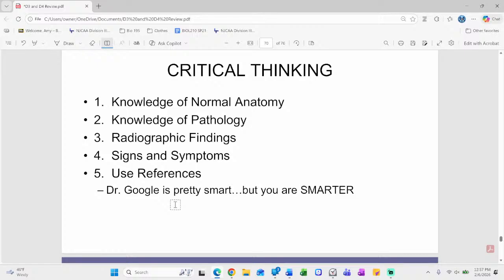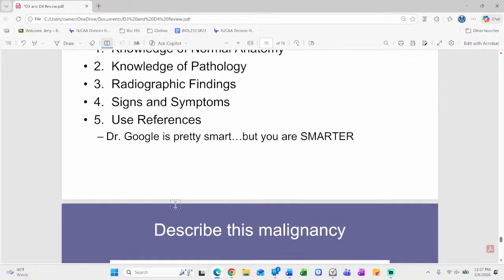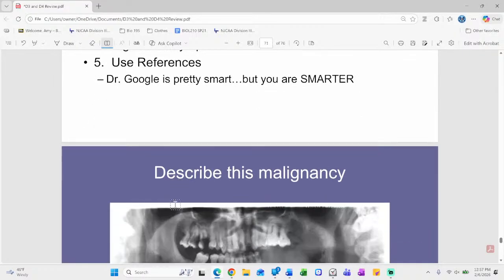And I said, Dr. Gould's pretty smart, but you're smarter. Pearl AI might think she's pretty smart, but we're smarter. We're smarter. Got some pictures?